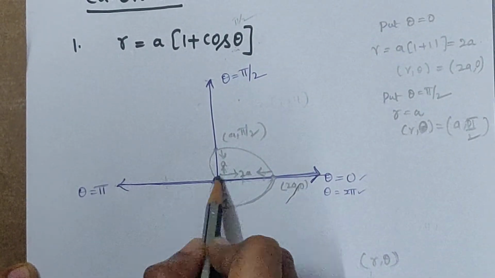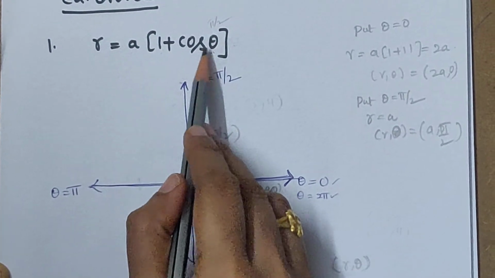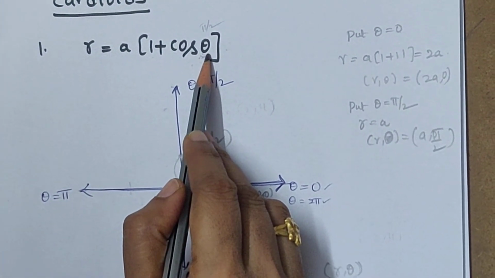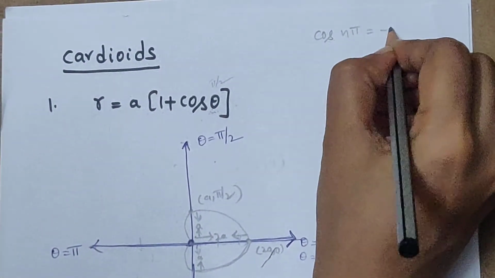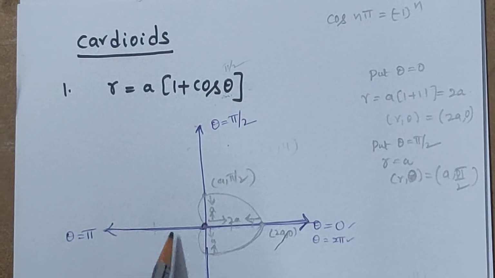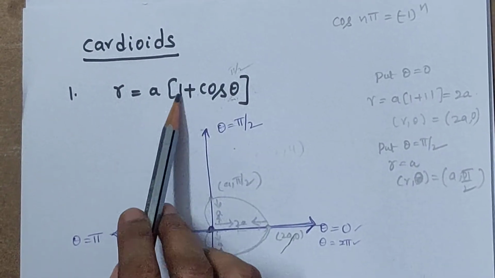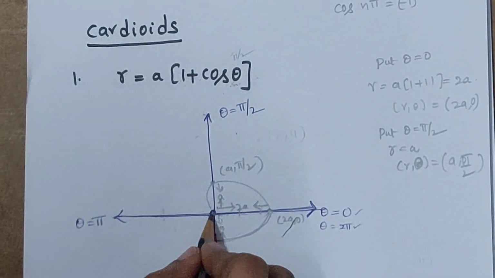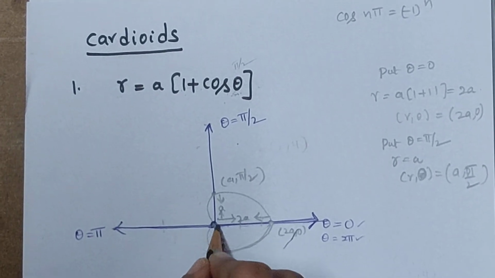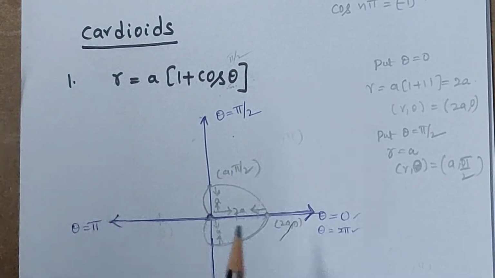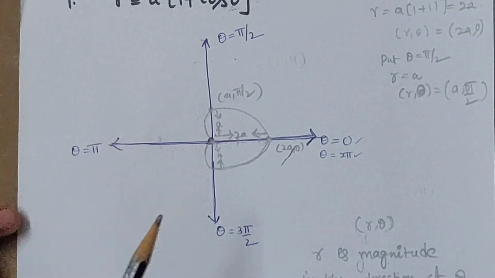Now in the direction of theta equal to pi, when theta equal to pi, cos pi value is minus 1. Remember, cos n pi equals (minus 1) to the power n. So cos pi value is minus 1, plus 1 is 0, so r value is 0. So in the direction of theta equal to pi, the magnitude is 0. That's why the cardioid starts from the pole. This is a rough sketch of r equal to a into (1 plus cos theta).